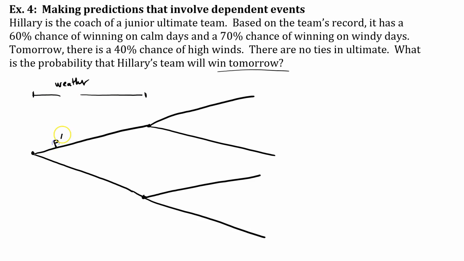So the probability of tomorrow being windy is 0.4. Why? Because it says right here, there's a 40% chance of being windy. So that means the probability of it not windy is going to be 0.6. Because there's got to be a 100% chance of something happening. So it's either going to be windy or not windy. So the second tier here is going to be our game result.